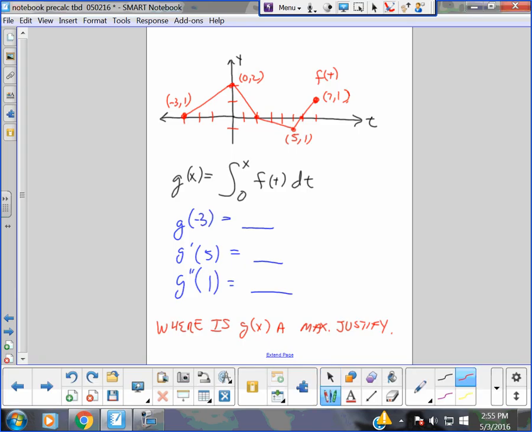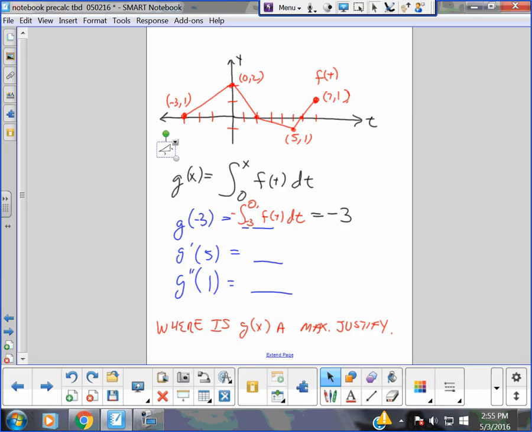So the first thing I want you to catch is g of negative 3. Well, that's the integral from 0 to negative 3 of f of t. But remember, we don't integrate backwards. So the first thing I want you to do when you see this problem, and you could write it again if you like, but we're going to flip the limits of integration, which means the sign of this thing is going to go negative. And I'm asking for the area under the curve from negative 3 to 0. Which is that triangle, right? Which is 1/2 base times height, 1/2 of 2 by 3, it is 3. The answer to the first one is negative 3. All right.